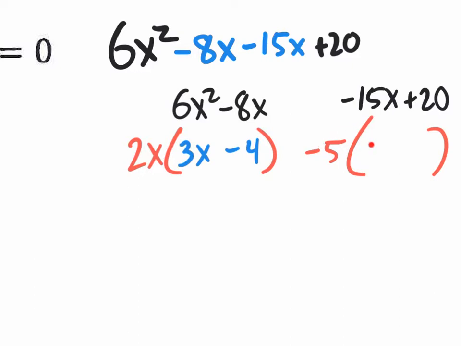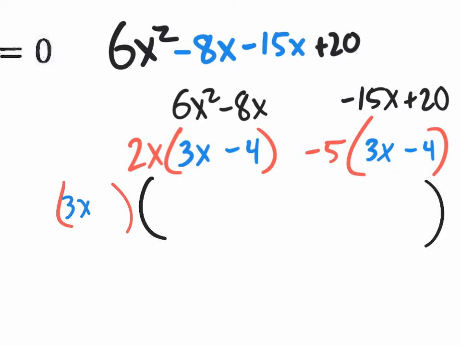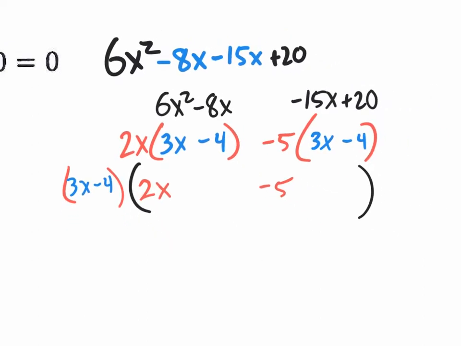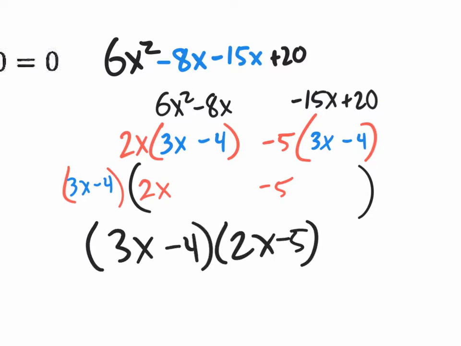That way when you think, negative 5 times what will get you a negative 15x? Oh, that'll just be 3x. And when you think, negative 5 times what gets you a positive 20? Oh, that'll be a negative 4. A negative times a negative is a positive. And now we can see that we have that common binomial of 3x minus 4 in the first group and the second group. Got it? Okay, so now let's pull out that common binomial by writing some exaggerated parentheses right here. That common binomial will be 3x minus 4. What's left over on the inside? 2x minus 5. All we need to do now is rewrite it with the correct size parentheses. We have 3x minus 4 times 2x minus 5.